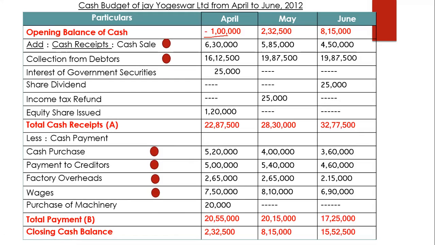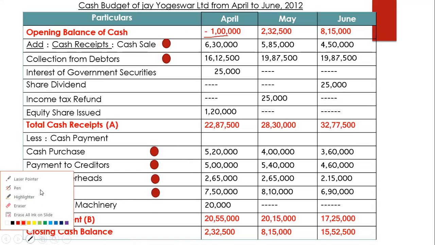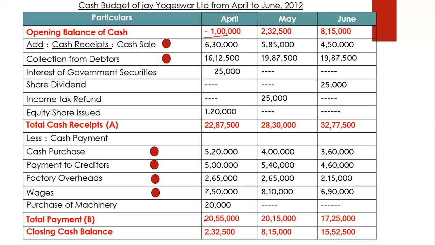Okay. Now we'll do the total of 5,20,000 plus 5 lakh plus 2,65,000 plus 7,50,000 and 20,000. The total will be 20,55,000. Okay. So we minus: 22,87,500 minus 20,55,000 is equal to 2,32,500. That will be our opening balance of May.